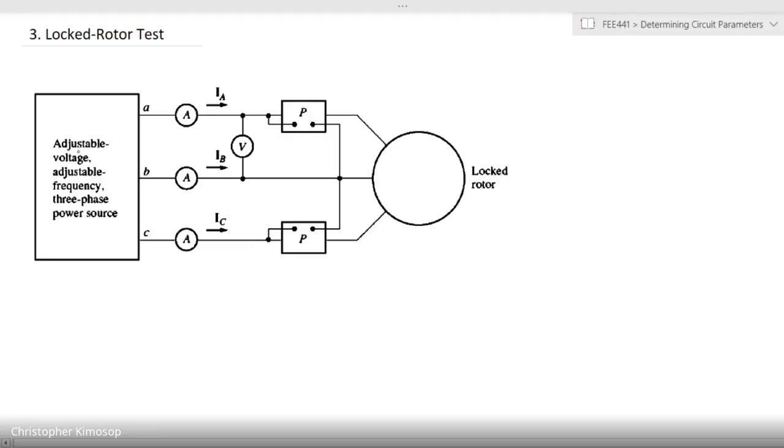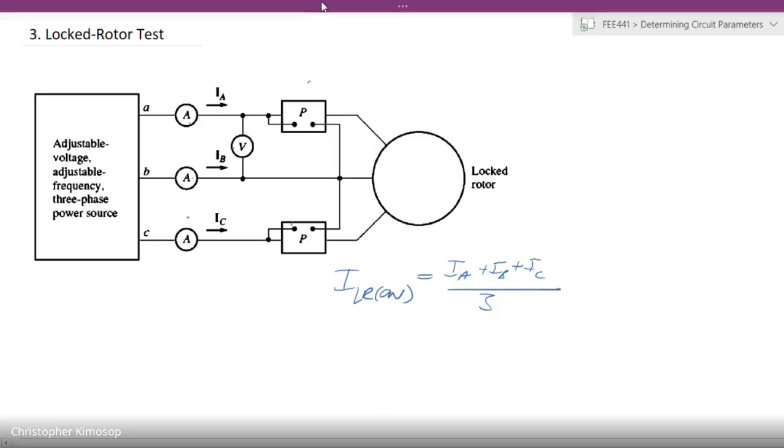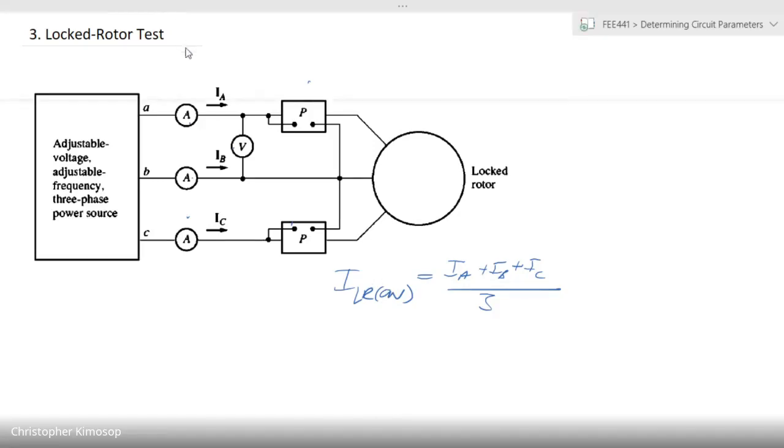So we have the same setup, an adjustable three-phase power source. You have power meters, voltage meter, and current meters. Current is obtained the same way as we had before. We have an average current, which is equal to IA plus IB plus IC over 3. So this is an average current.